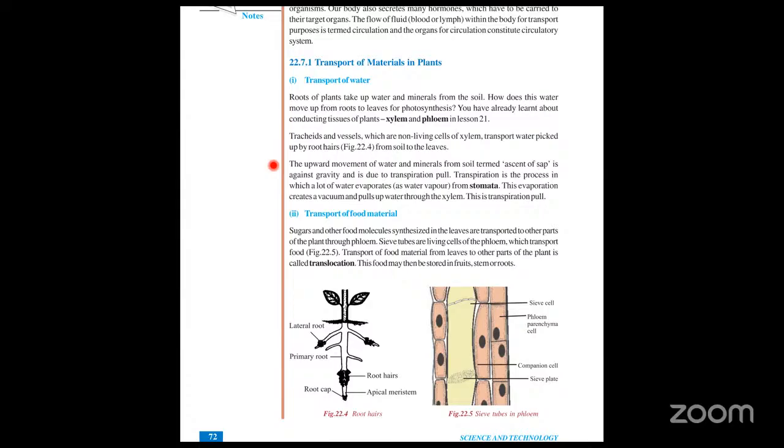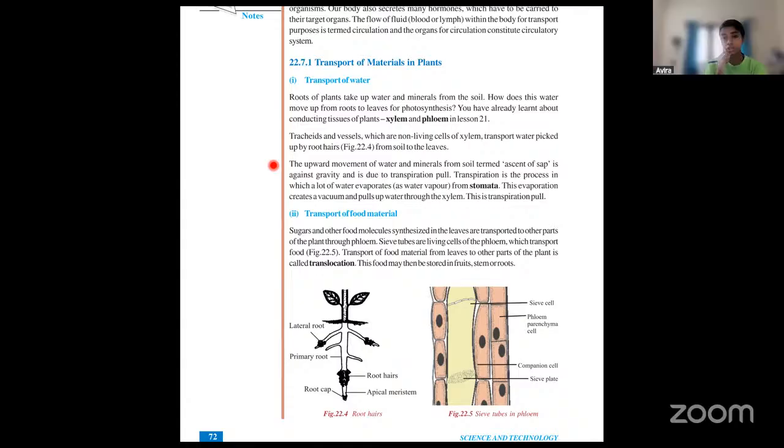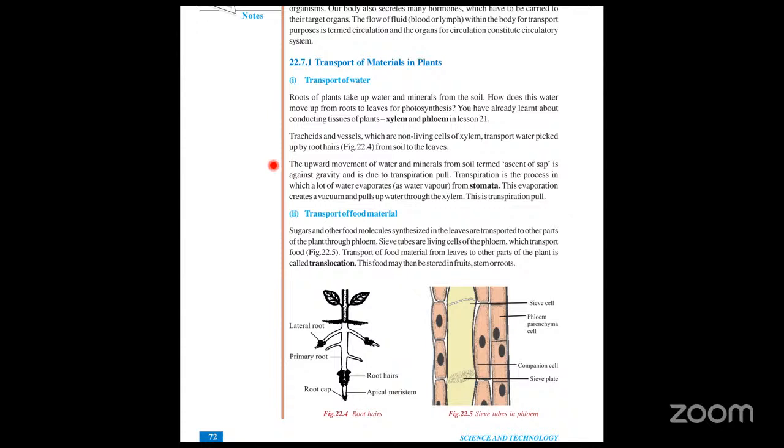Now the transport of water is called transportation. Remember this thing, guys. Repeat after me: the transport of water is called transportation, but transport of food material is called translocation. So why translocation? Because it has to transport on the location. It can be up, down, right, or left. That's why it is called translocation. Understood, guys? Yes or no?